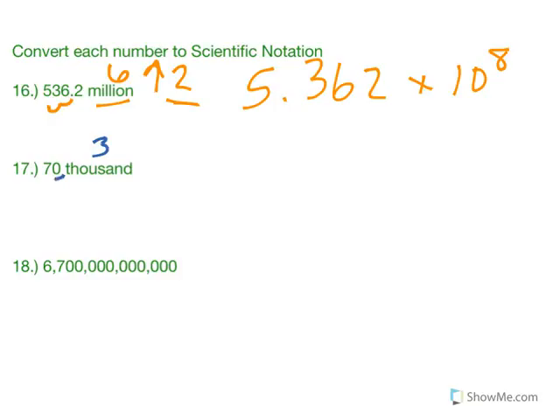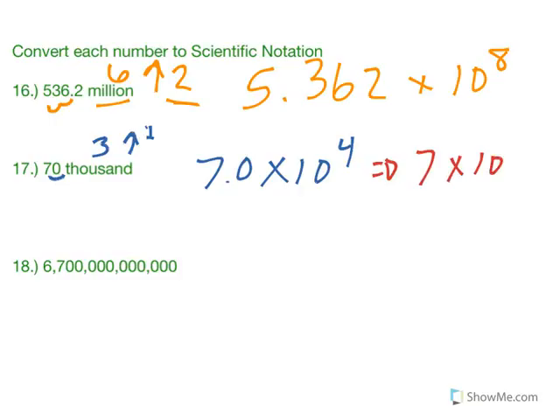In 17, 1,000 means 3. To scientific notation, I'll have to move it 1 place, so that's going to make it go up by 1, and I end up with 7.0 times 10 to the 4th. And you don't even need that 0.0, you could just have 7 times 10 to the 4th. You'd get the same thing.